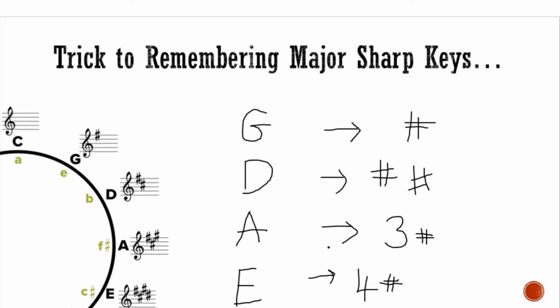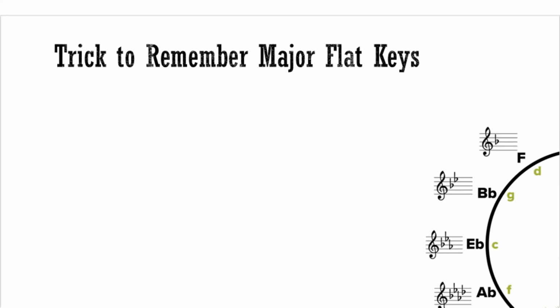So the amount of lines that the capital letters have in them is the amount of sharps in the key signature. So if I think, well, I've got 3 sharps, the letter that uses 3 lines is an A, so I have to be A major. And that's a trick for the major sharp keys.